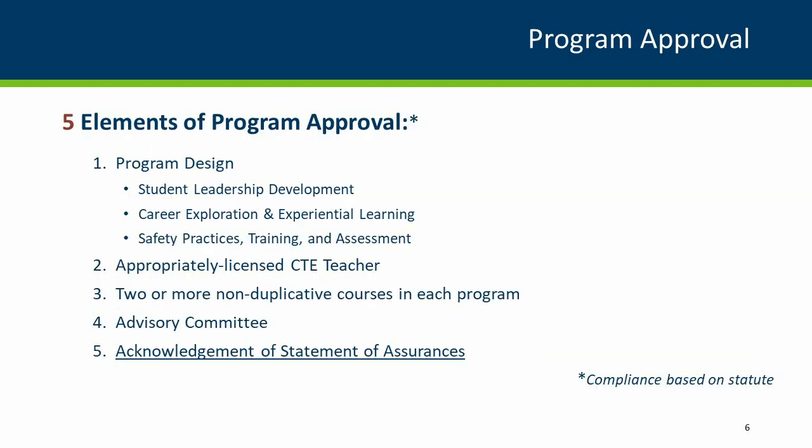Today, we're going to really cover the 5 elements that you need to understand about program approval. They're listed here: program design, having an appropriately licensed teacher, having 2 or more non-duplicative courses in each program, having an advisory committee. We're also going to talk a little bit about acknowledgement of a statement of assurances, but we're having a new process for that this year, so I'll explain that towards the end of the video.